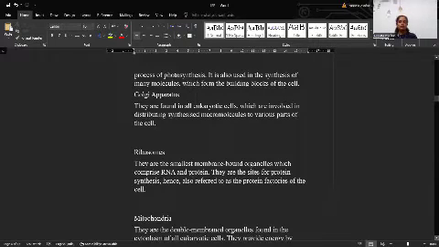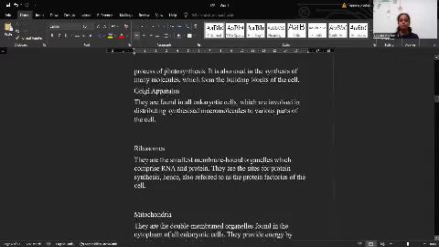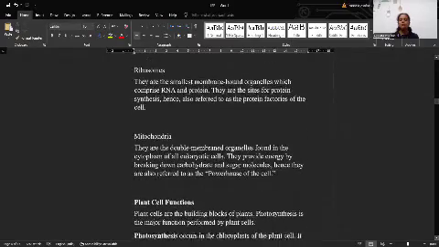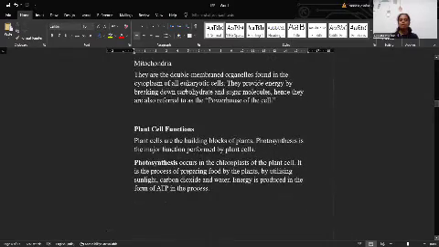Now Golgi apparatus. Golgi apparatus are found in the eukaryotic cells, which are involved in distributing synthesized macromolecules to various parts of the cell. Ribosomes are the smallest membrane-bound organelles which comprise RNA and protein. They are the sites of protein synthesis, also referred to as protein factories of the cell. Mitochondria. They are the double membraned organelles found in the cytoplasm of all eukaryotic cells. They provide energy by breaking down carbohydrates and sugar molecules. They're also referred to as the powerhouse of the cell.